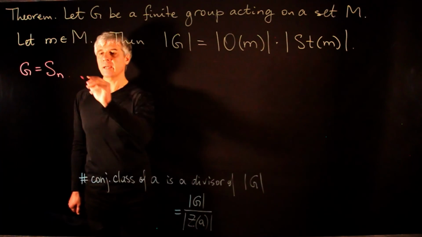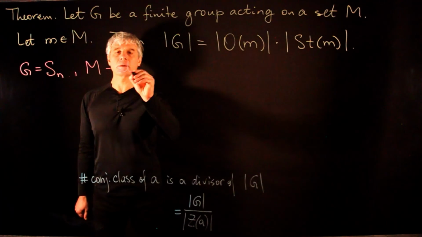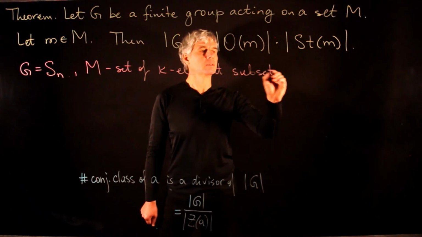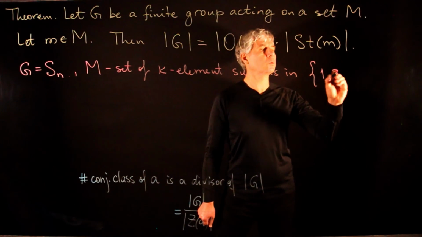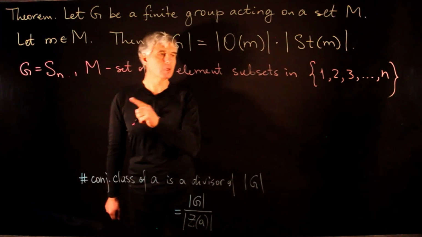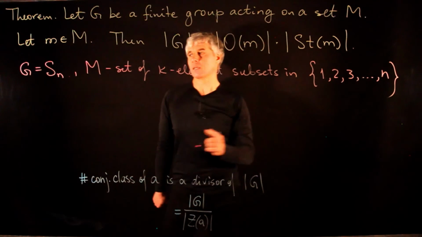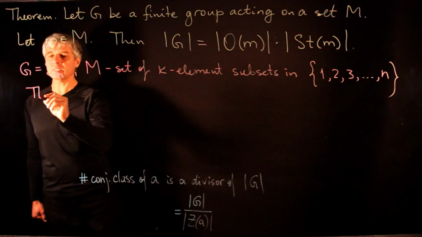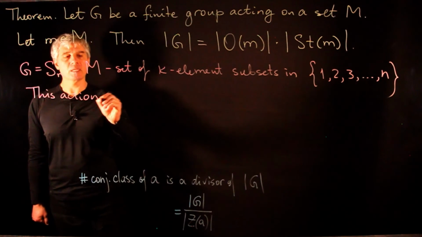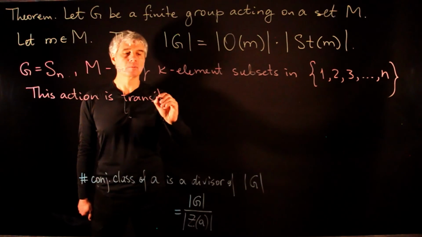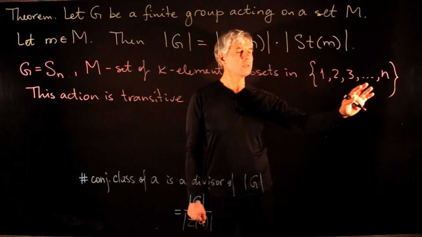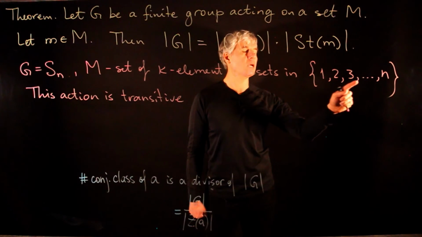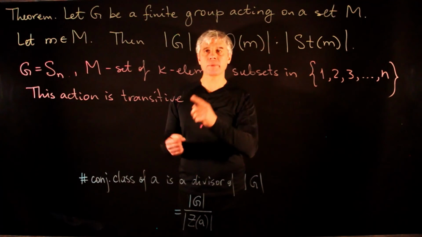As a next example, let us consider the group G to be S_n, the group of permutations of numbers from 1 to n, and let M be the set of k element subsets in the set 1, 2, 3 up to n. Because G permutes elements in the large set, this group will also act on the set of k element subsets here. And it's easy to see that this action is transitive. For any k element subset here, there is a permutation of the whole set that will map this k element subset to the subset 1, 2, 3 up to k. So this means that we have a single orbit in this action.